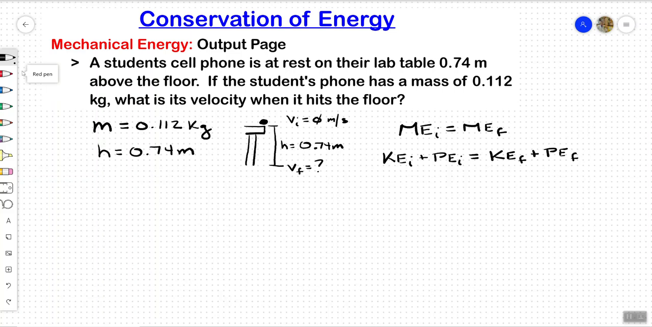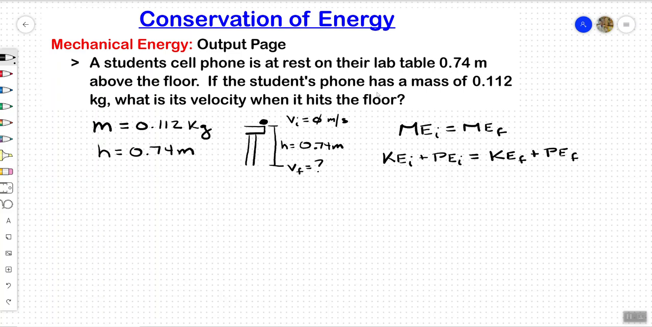So we're going to be looking at the conservation of energy, mechanical energy, work, and the transfer of kinetic and potential energy back and forth. In our first problem, we have a student whose cell phone is at rest on their lab table, 0.74 meters above the floor.